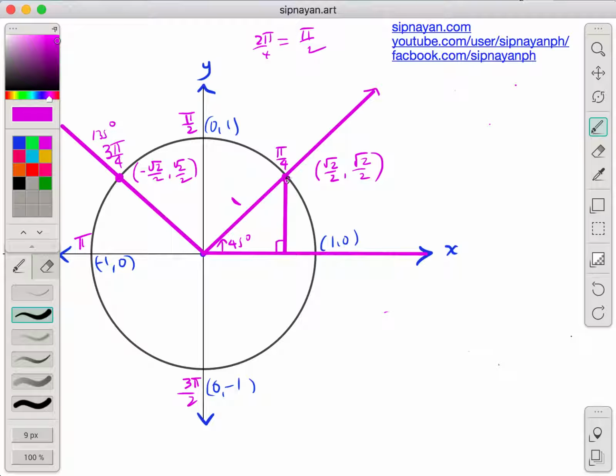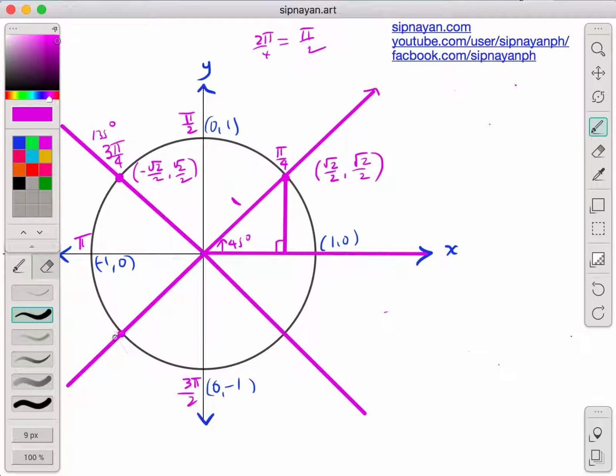Kita yung pattern, pi over 4, 2 pi over 4, 3 pi over 4, 4 pi over 4. What is 4 pi over 4? Cancel yung 4, matitira pi. Ang susunod dito is 5 pi over 4. Okay, 5 pi over 4, 6 pi over 4, 7 pi over 4.